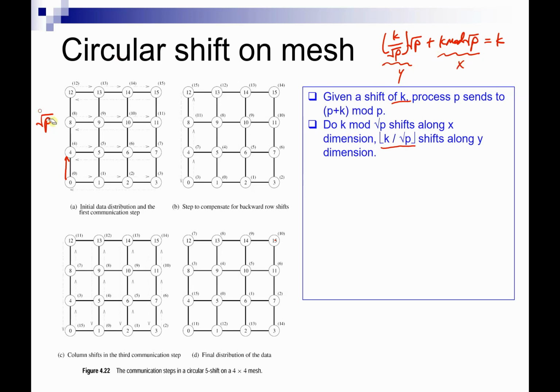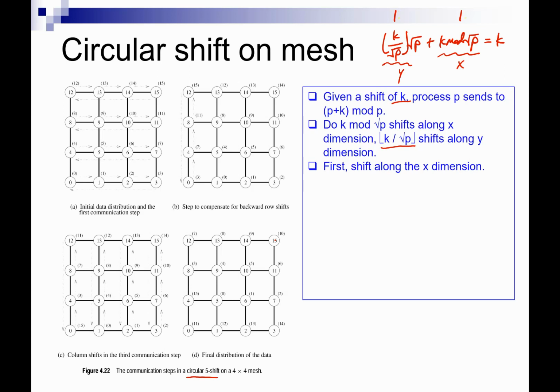Okay, so let's first consider shifting along the x direction. As an example, suppose you're trying to shift by 5, and you're shifting on a 4x4 mesh. This means that you need to do a shift of 1 along the y direction, which actually moves you a distance of 4. And then you also need to do a shift by 1 in the x direction. And so in total, you're moving 4 plus 1 equals 5.